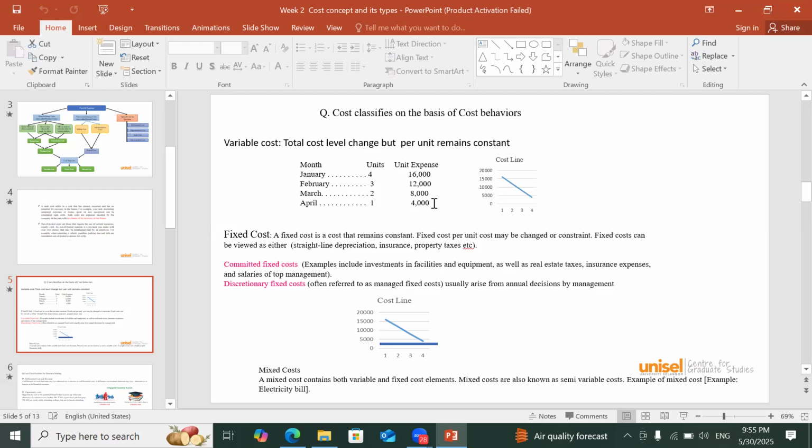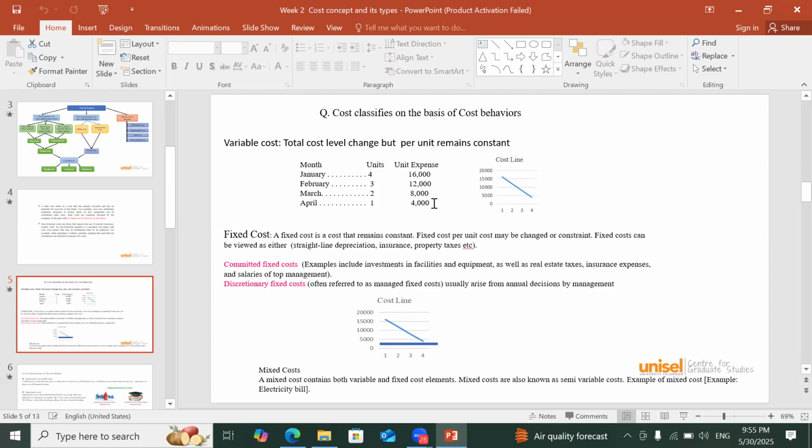Total cost changes, the total level of cost is changeable, but this change must be constant. Constantly means when input increases, the total cost level increases. This increase must be proportionate. Understood, sir. This is the concept of variable cost.